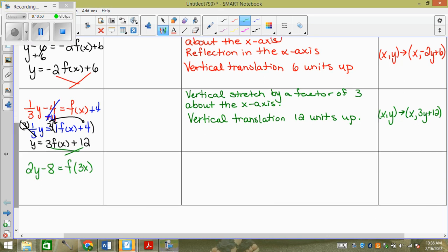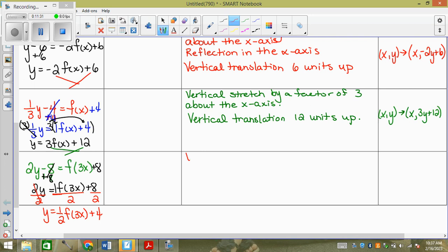Trying this one out. So I'm going to, quiet please, I'm going to add the 8 first. So now I have 2y equals f of 3x plus 8. Currently in front of my f I have a 1. And then I'm going to divide each term, so this is one term, by 2. This is one term by 2. So I'm going to get y equals 1/2 f of 3x, does not affect my x because it's vertical, plus 4. Okay, I have to state my stretches first.